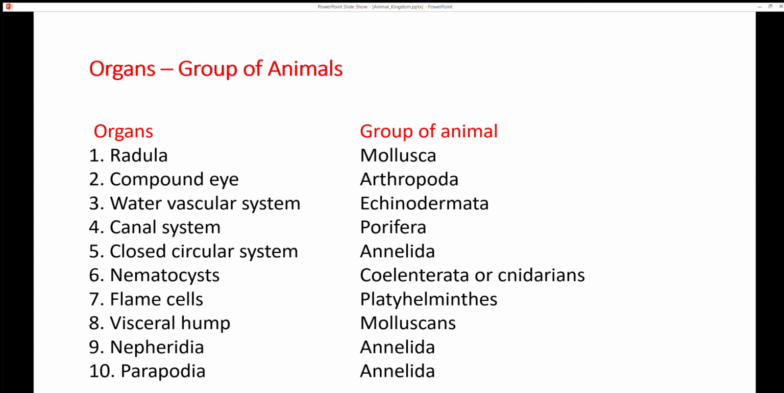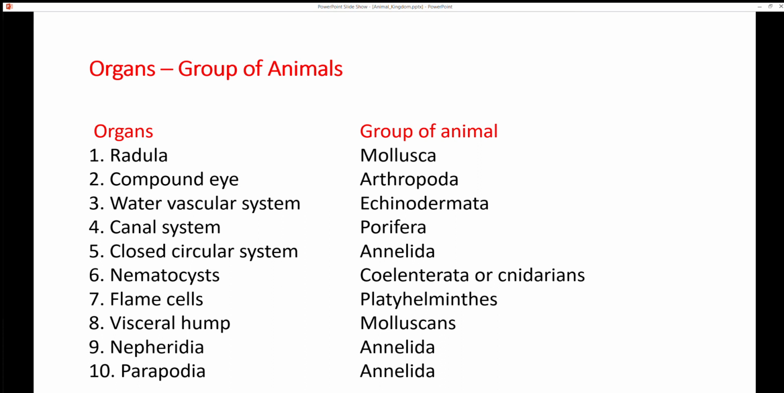Porifera is also the same as Echinodermata. This is also a canal system. And in Annelida, closed circulatory system, whereas all other organisms have an open vascular system. And coelenterates or cnidarians contain cnidoblasts or nematocysts. Because of that only, the group is called coelenterata or cnidarians, which hold the prey with a poisonous sting, which is dangerous, and it catches the prey with the nematocyst.